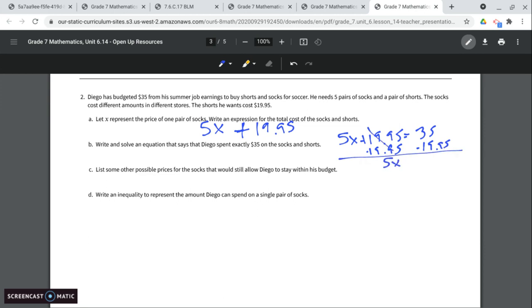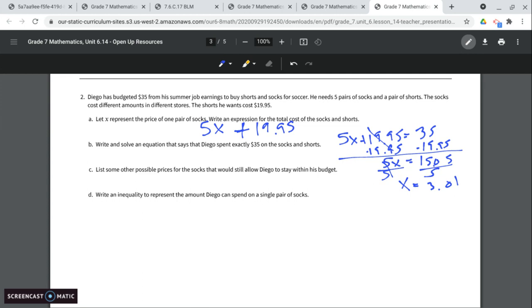So we end up with 5x equals, so we take 35 minus $19.95 and we get $15.05. Then we divide that by 5. So we find out that X equals $3.01. So his socks would have to be $3.01 for each pair of socks. So for C, list some other possible prices for the socks that would still allow Diego to stay within budget.